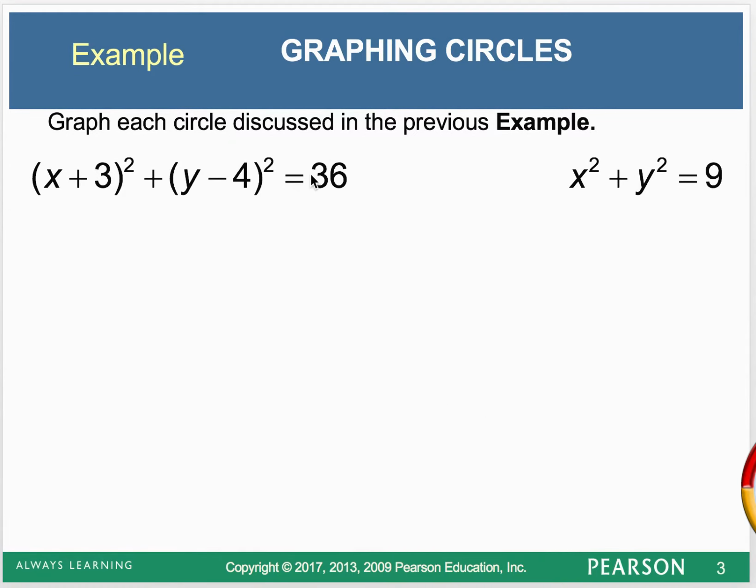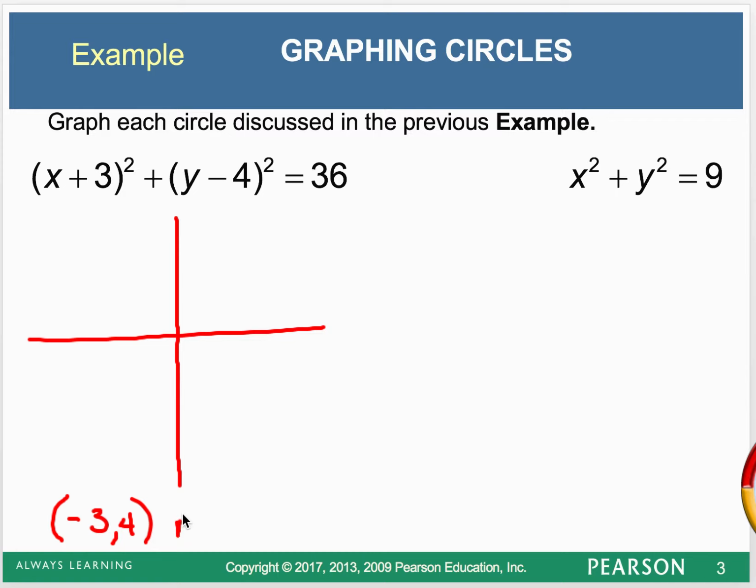So notice these are the answers we got on the previous example. So if it asks me to graph this, the first thing I need to know is that the center of this circle, like it had given us, is (-3, 4), and the radius is 6. So I need to find where (-3, 4) is.